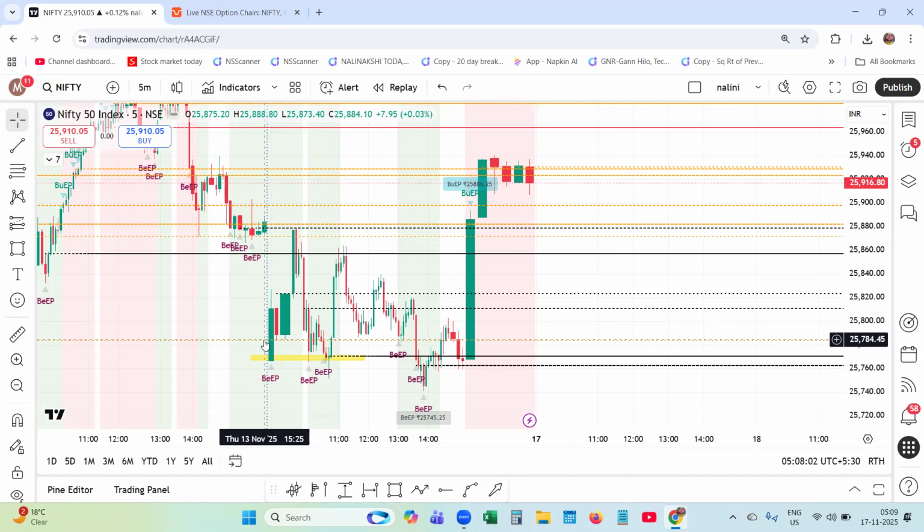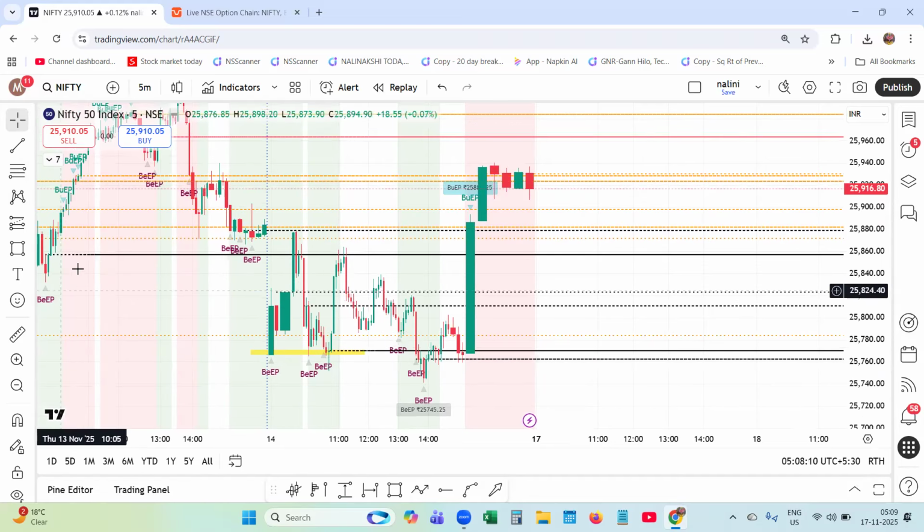You can see this is the 5-minute chart on Nifty, intraday on Friday. See, the market actually opened with a gap down. These are the volume candles. Big volume candles came and pushed the price from 25,769 to 25,877.